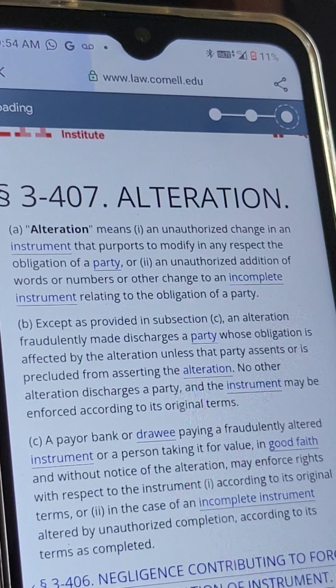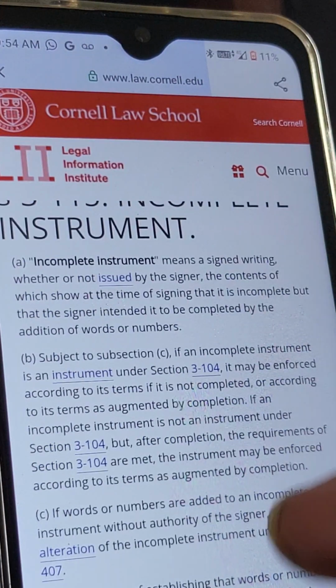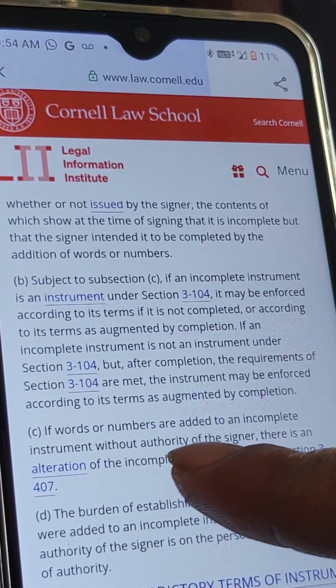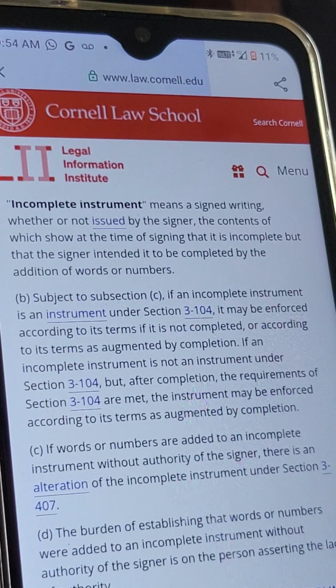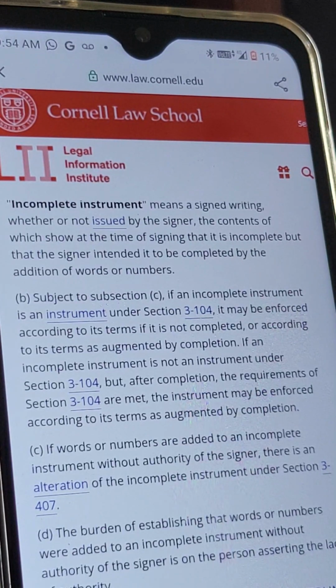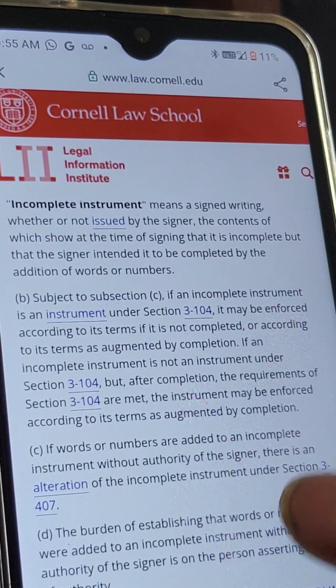And I wanted to come back here, and we just did. If words or numbers are added to an incomplete instrument without authority of the signer, there is an alteration of the incomplete instrument under section 3-407, meaning you altered it without my consent, and I can always go back and claim those rights to that instrument, to the original terms.